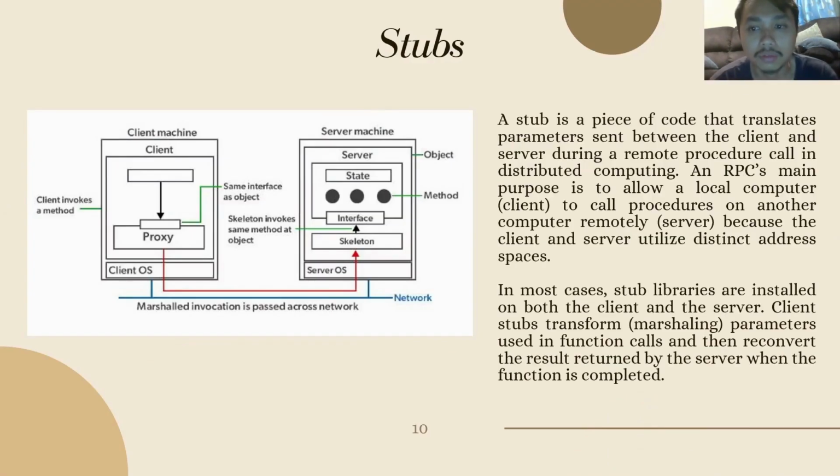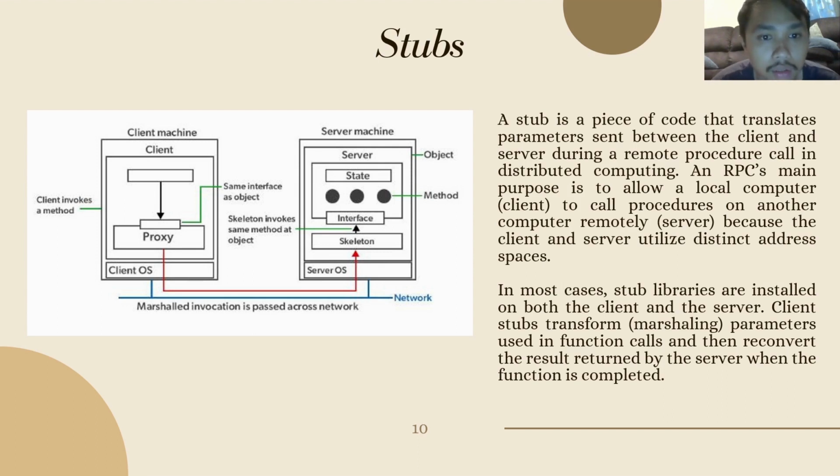A stub is a piece of code that translates parameters sent between the client and server during a remote procedure call in distributed computing. An RPC's main purpose is to allow a local computer client to call procedures on another computer server remotely, because the client and server utilize distinct address spaces. In most cases, stub libraries are installed on both the client and the server. Client stubs marshal parameters used in function calls and then reconvert the result returned by the server when the function is completed.